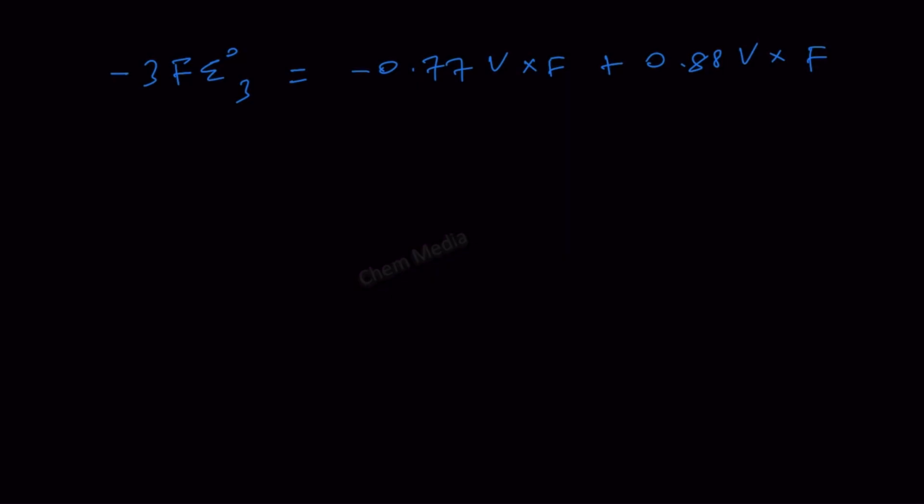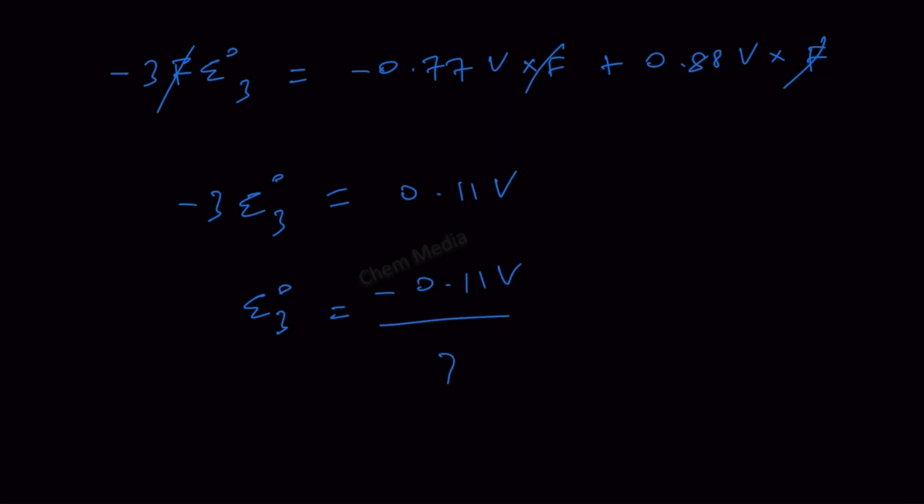Faraday constant is common, therefore we can cancel that. Therefore minus 3 E3 standard is equal to 0.11 volt. Therefore E3 standard is equal to minus 0.11 volt divided by 3. We can't divide 1 by 3, so 0.11 by 3: 3 times 3 is 9.